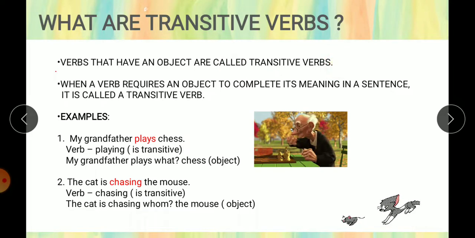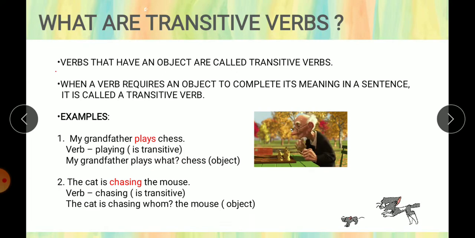That means, in a sentence, if there is a verb and after the verb there is an object, then that verb is a transitive verb. When a verb requires an object to complete its meaning in a sentence, it is called a transitive verb. There are many sentences where the object is not there, but still the sentence is complete.